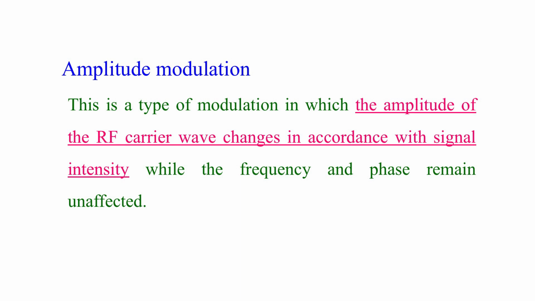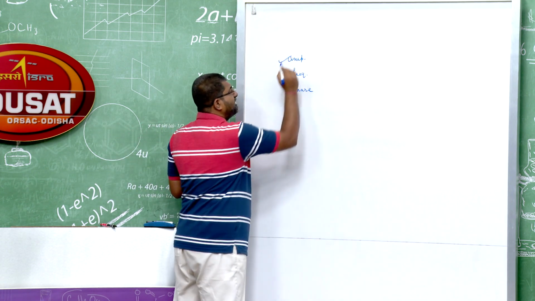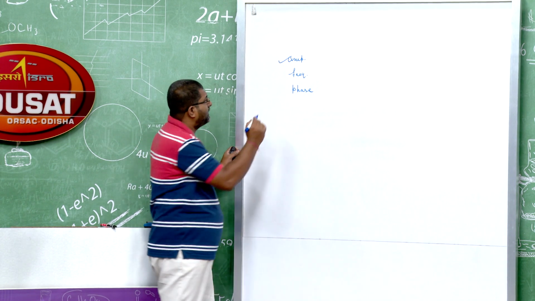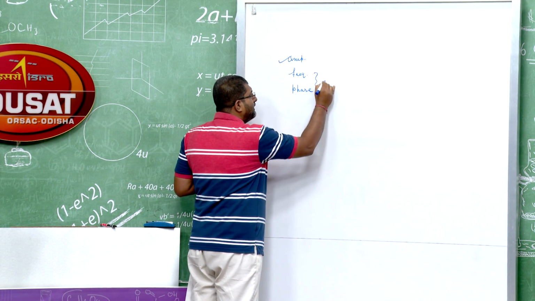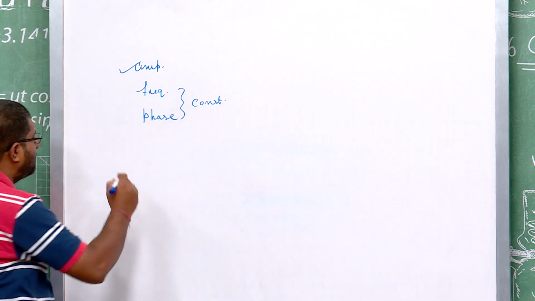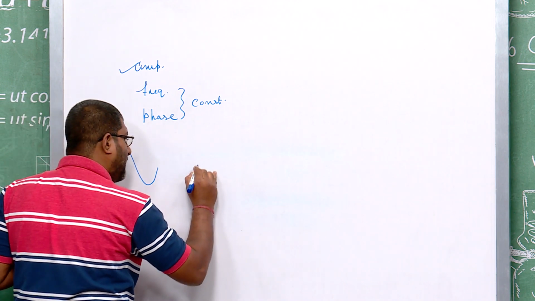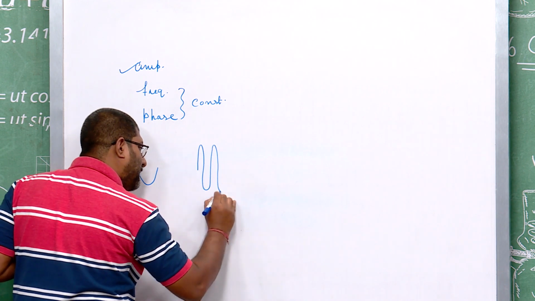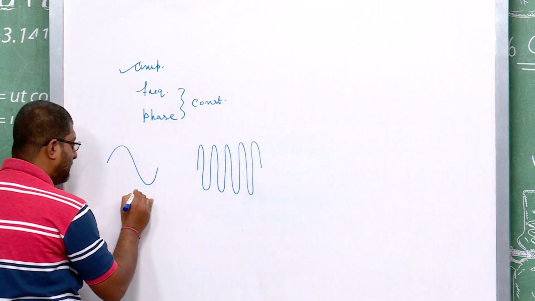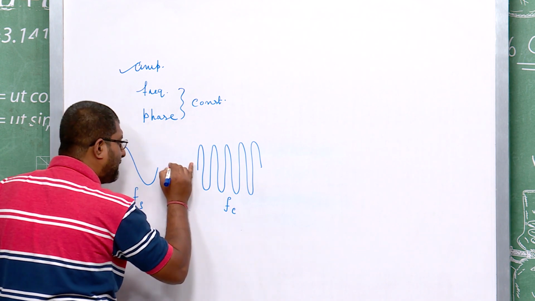This is a type of modulation in which the amplitude of the carrier wave changes in accordance with the signal intensity, while the frequency and phase remain constant. Now, how does this occur? Suppose this is a signal wave here and this is, say, your high frequency carrier wave. This has a frequency Fs, this has a frequency Fc.